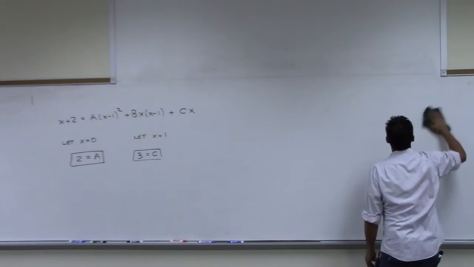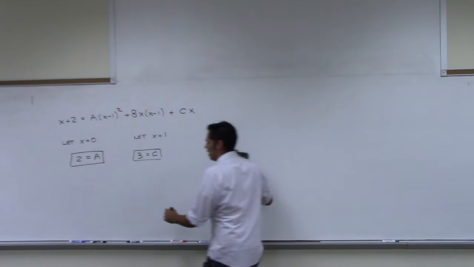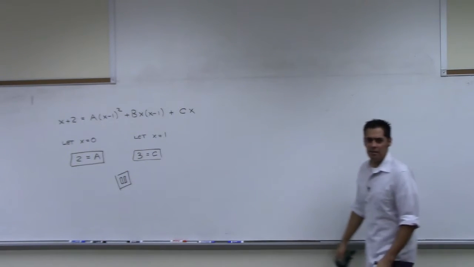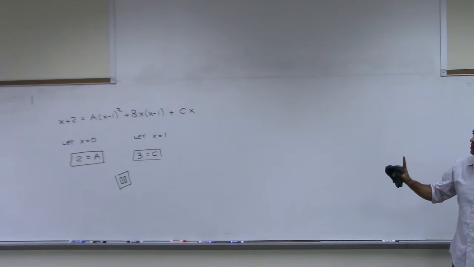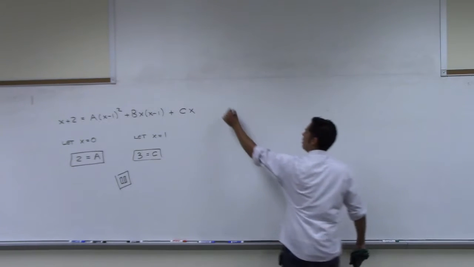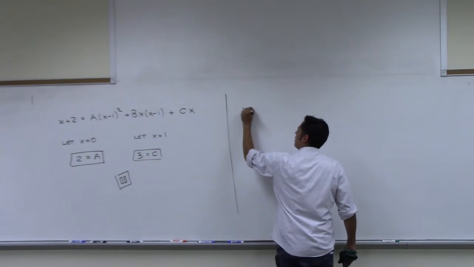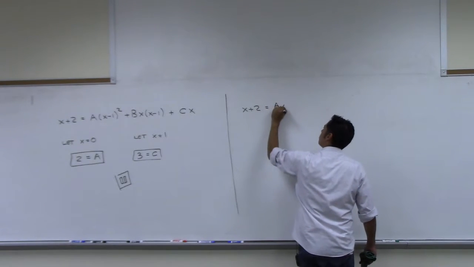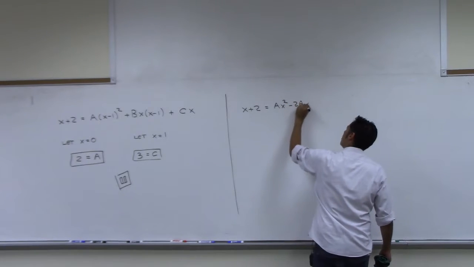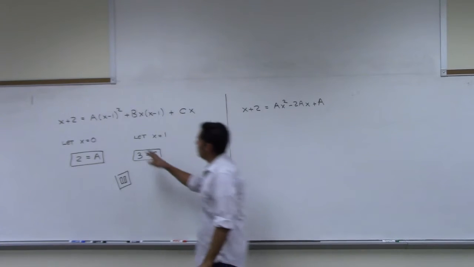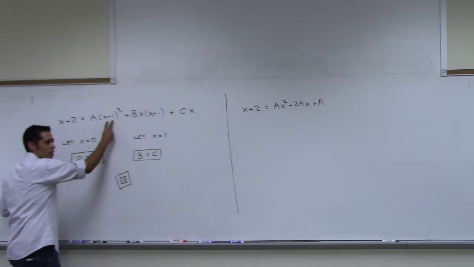I'm going to pause here for a second. Let's think about what the long method would have produced for us real quick. If we were to do the expansion of the left side, I would get ax squared minus 2ax plus a. So that means I would do x minus 1 times x minus 1, right?